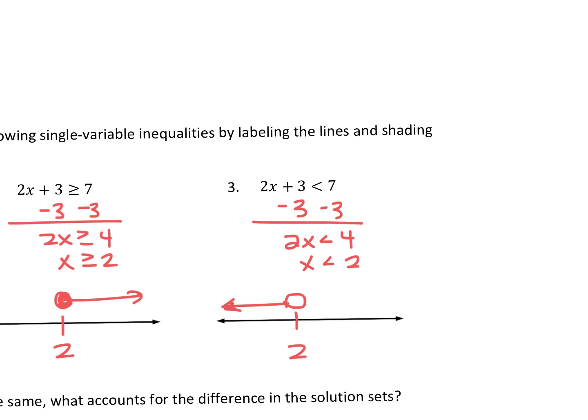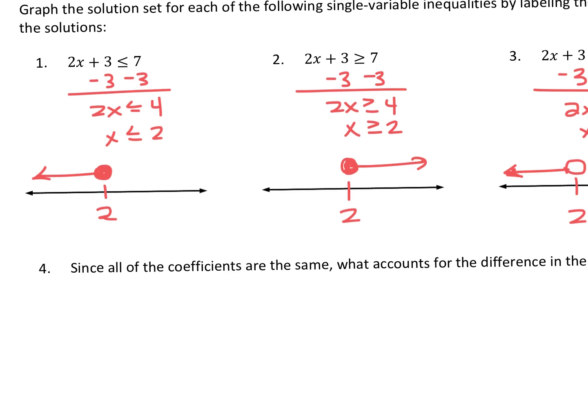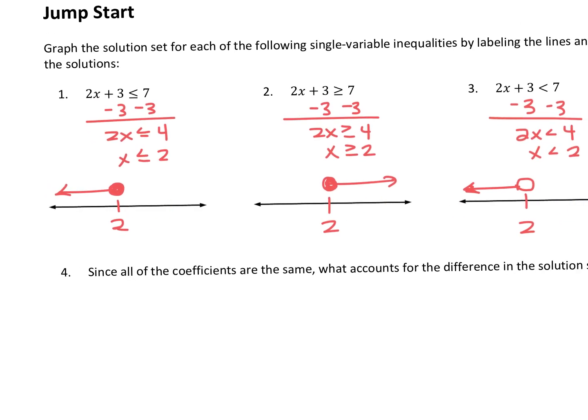Then it has a follow-up question. Since all of the coefficients are the same, what accounts for the difference in the solution sets? Well, the difference in the solution sets has to do with the inequality symbol. That is what is making the difference in the solution set for each of these.